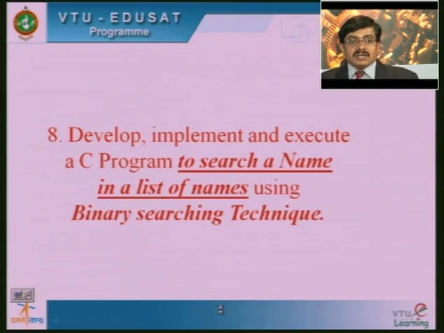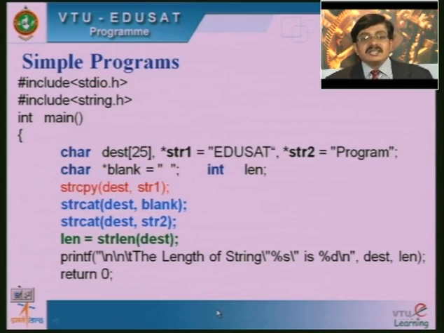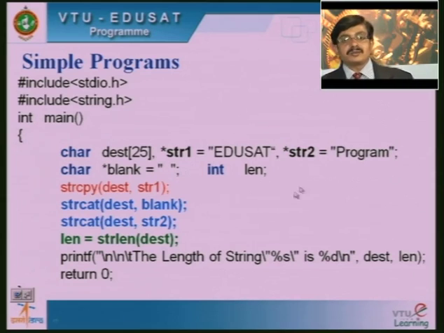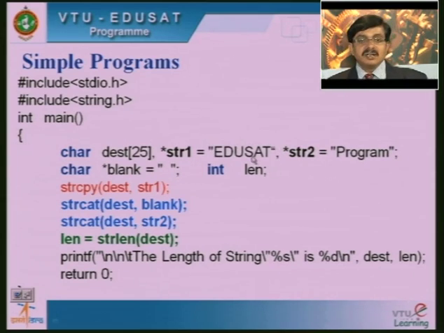Now basically, the output of this particular code will be: the length of a string "edusat program" is something like 15. So probably here 1 2 3 4 5 6, 1 space 7, then 8 9 10 11 12 13 14. So possibly 14. So 14 is the length of the string we get finally. The destination string will be "edusat program", and the length of this will be 14. That will be the common output of this particular program.